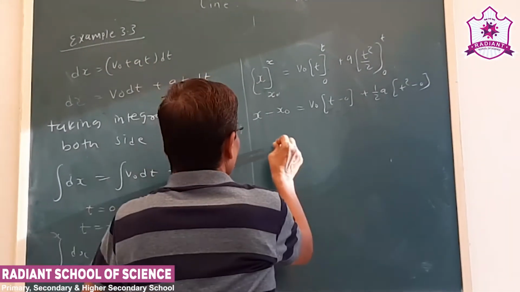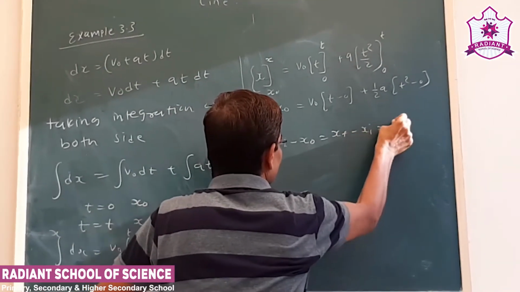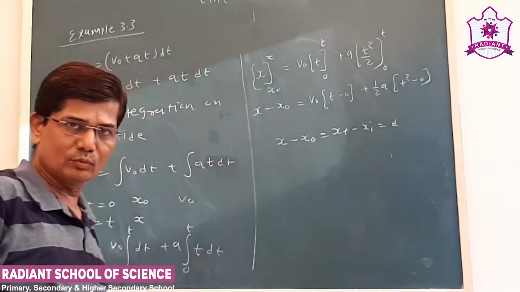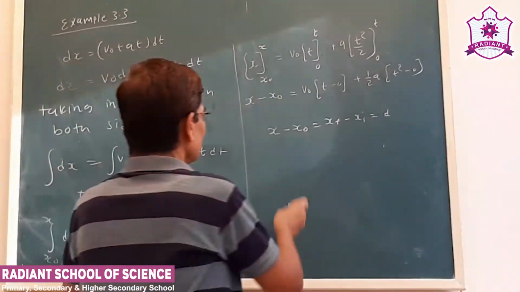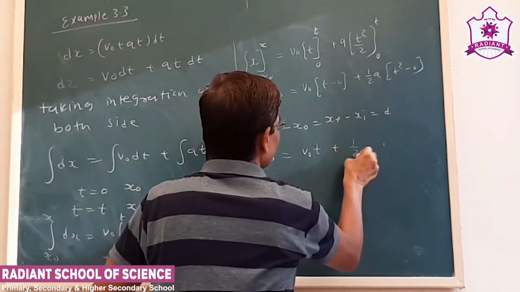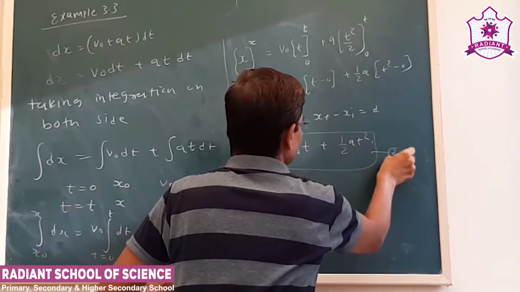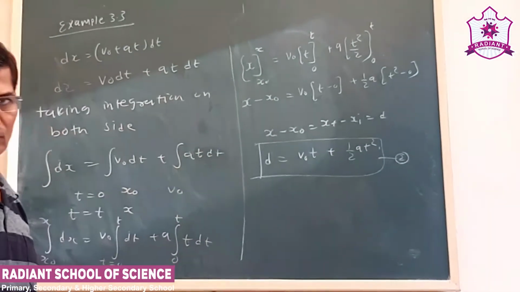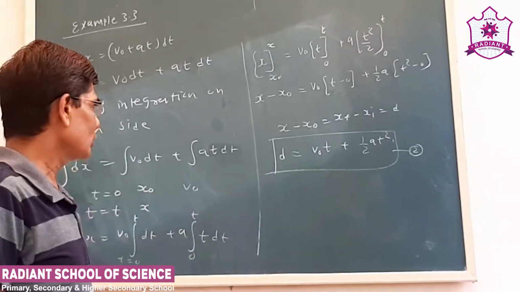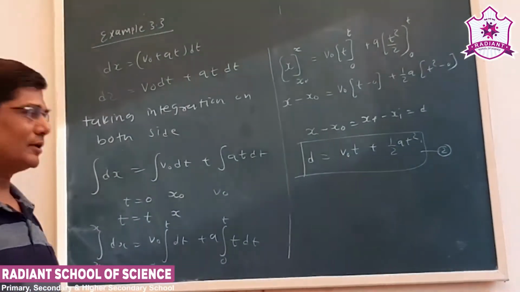Now see, x minus x0 is similar to our xf minus xi, that is, final position minus initial position. So displacement d is v0 t plus 1 by 2 a t square. Now this is our second kinematic equation for motion with constant acceleration. So this is our second equation. Now see, we have to derive the third equation.